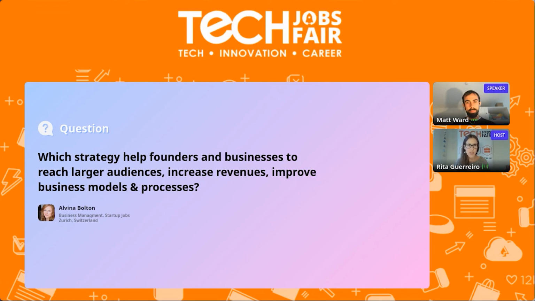So which strategy helps founders and businesses to reach larger audiences, increase revenues, improve business models, and processes? Maybe in one sentence, could you answer this, Matt, please? Yeah, I would say there's like 1,000,001 strategies. So what I help companies do is find the right strategy for their business model, their industry, their business, and their consumer base, because it's going to be different for everyone. There's not an Instagram or Facebook or this is the absolute answer. You've got to find the right thing. Of course, it comes down to building a great product.